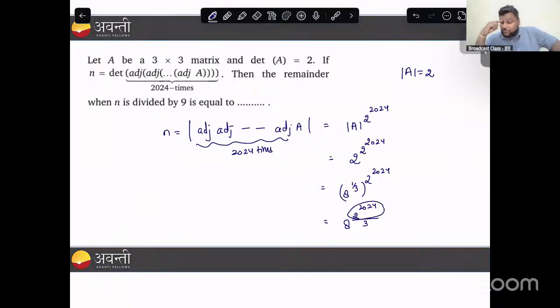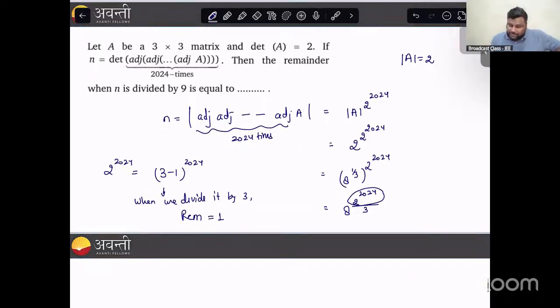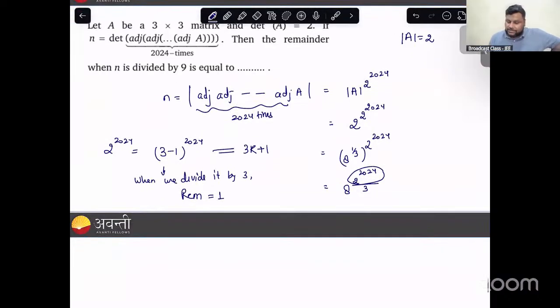This 2 to the power 2024 can be written as 3 minus 1 to the power 2024. So when we divide it by 3, the remainder is minus 1 to the power 2024, which is 1. Am I correct? That means this number is of the form 3k plus 1. Correct?